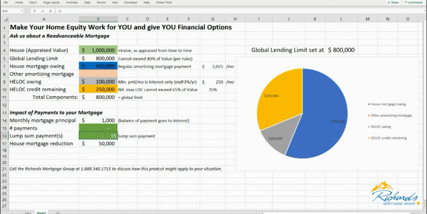Let's see what happens with inheritance. Your mortgage keeps getting smaller and smaller. Your line of credit gets bigger and bigger.